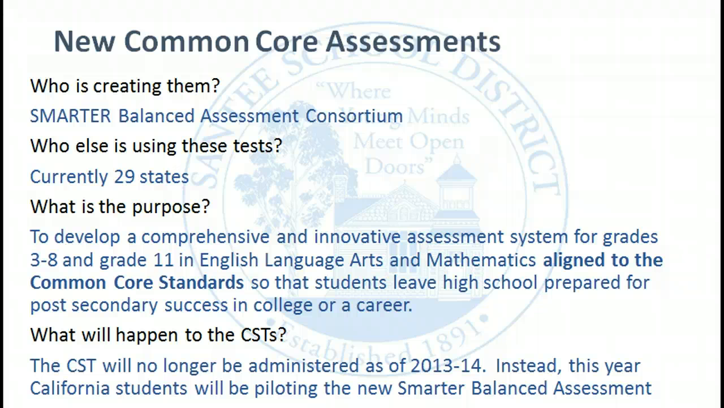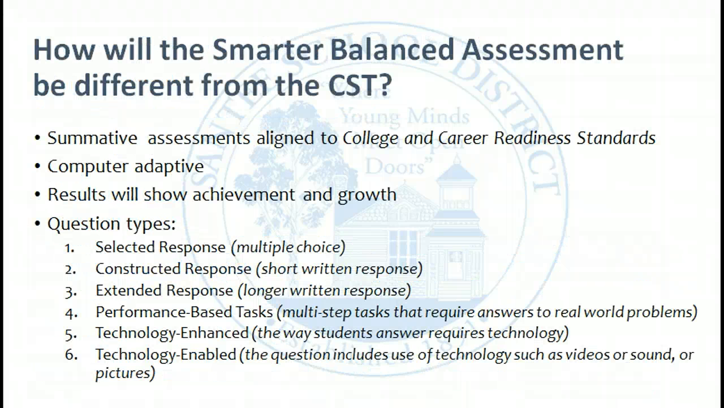Currently, 29 states have committed to using the Smarter Balanced Assessment System. The other states will be using the PARCC assessment. What will happen to the CSTs? Those will no longer be administered as of the 2013-14 school year. Instead, this year, California students will be piloting the new Smarter Balanced Assessment. How will the Smarter Balanced Assessment be different from the CST?